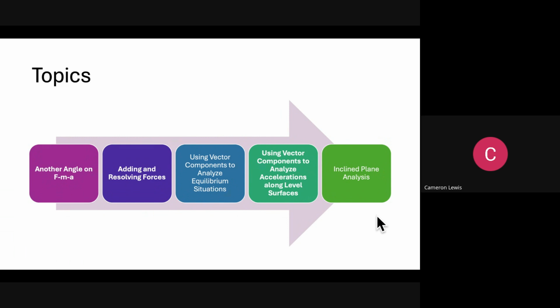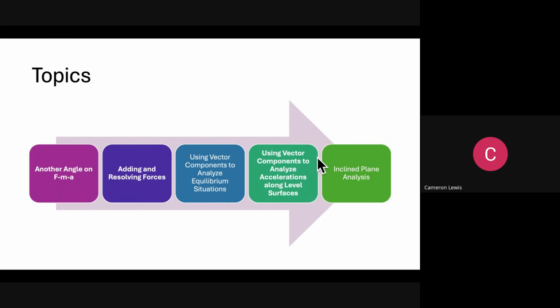And like I said, this unit shouldn't take too long. Look at the sections that we have. We only have 5 sections. Adding another angle to force equals mass times acceleration. Adding and resolving forces. Using vector components to analyze equilibrium state situations. That's where we're going to really get into the main part of this unit.